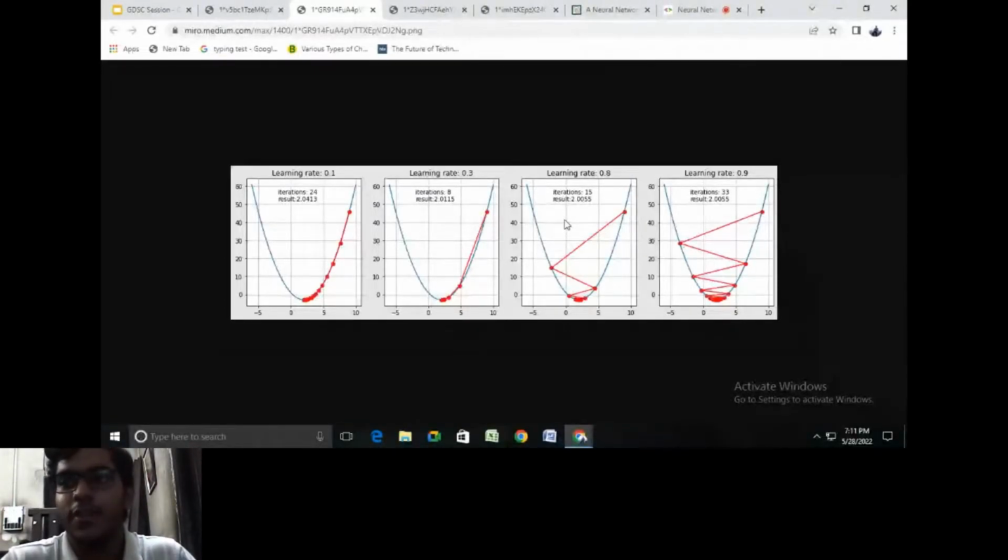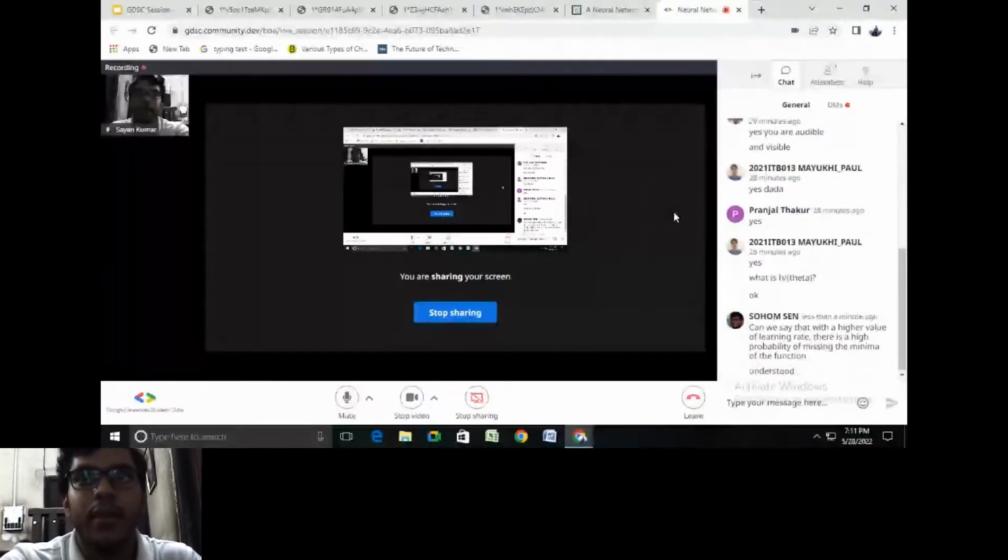And as with real life machine learning models, we do not really know what the function will be like. So we cannot really comment on what the learning rate should be. We can only experiment with different learning rates and see what the best one is. Any more questions?